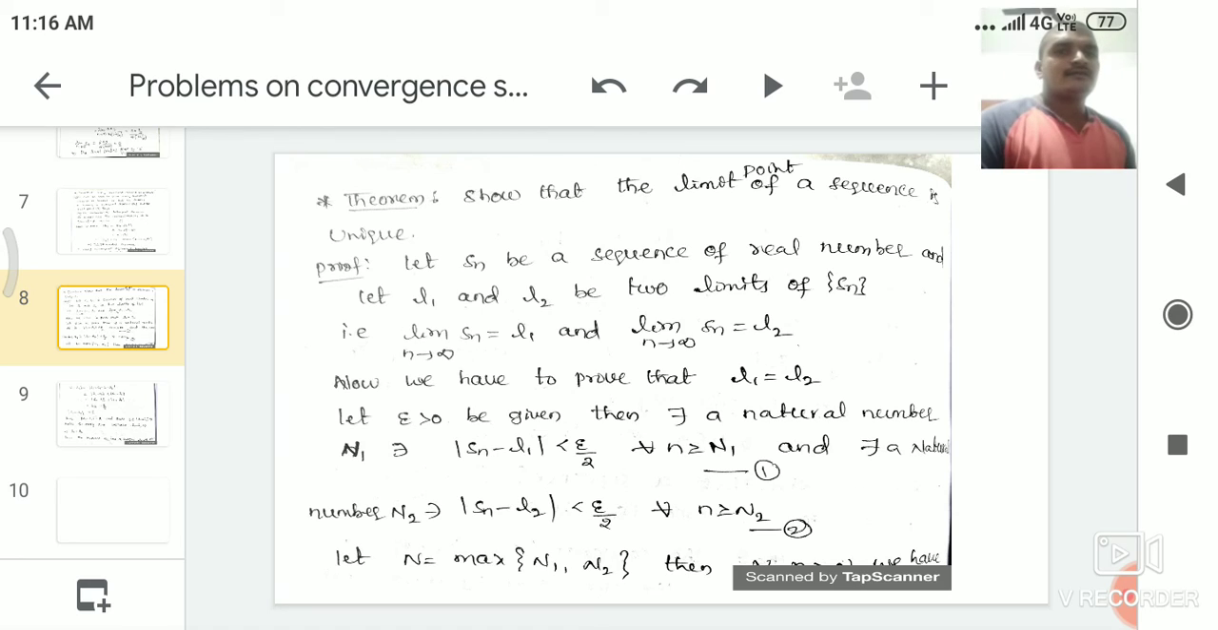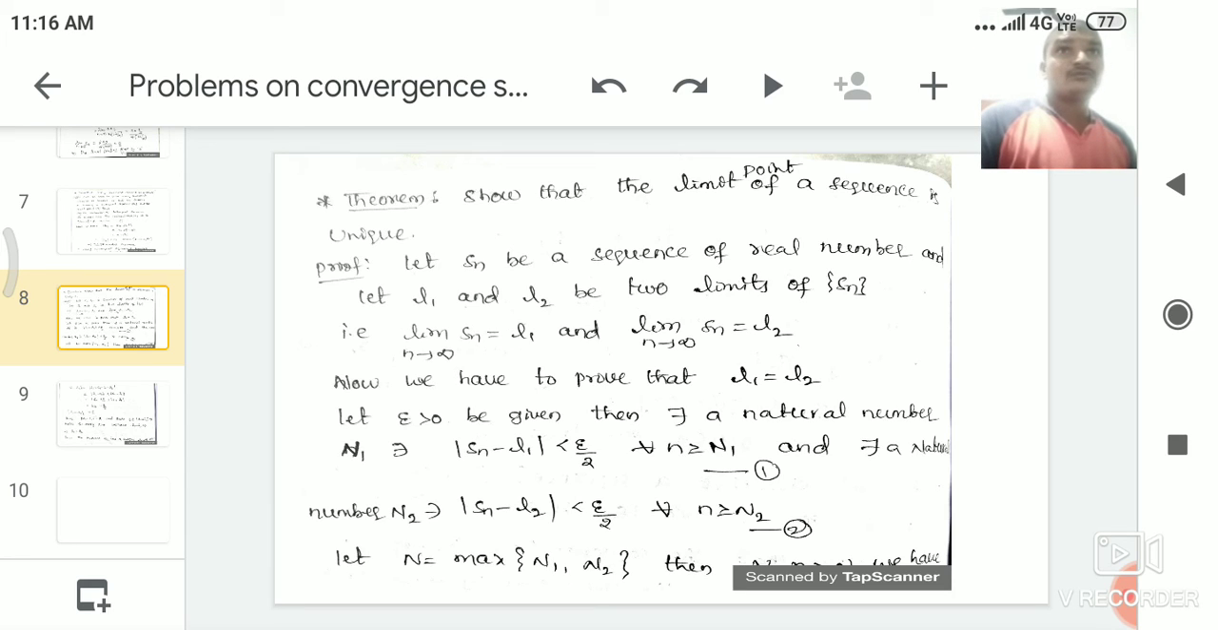First we consider: let Sn be a sequence of real numbers and let L1 and L2 be two limits of Sn. Here we choose Sn with two limit points. What happens here? We observe. Let Sn be a sequence of real numbers and let L1 and L2 be two limit points of Sn.